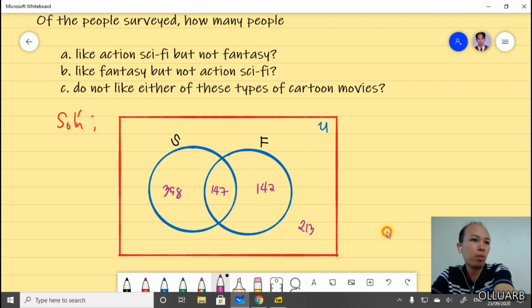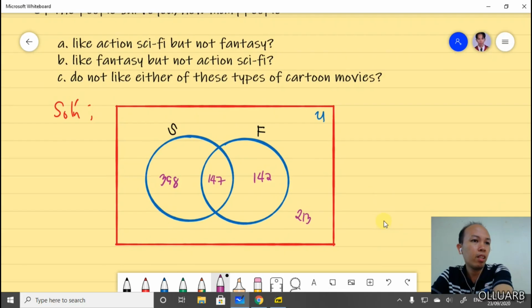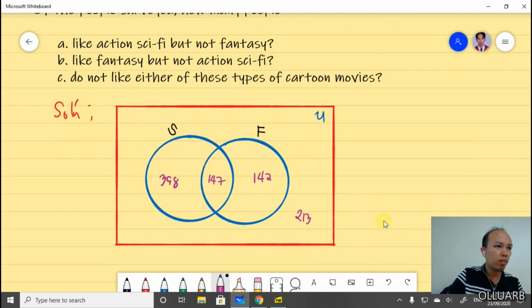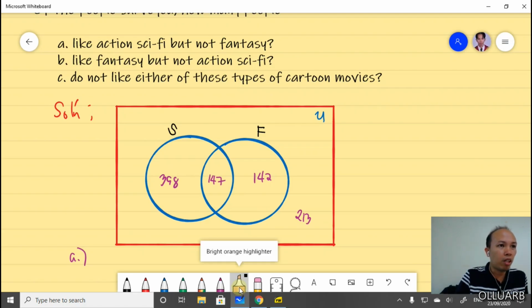Okay, so for the first question, letter A, like action sci-fi but not fantasy. So the answer must be those people that like action sci-fi but not fantasy. This region here. Okay, so the answer is 398 people.